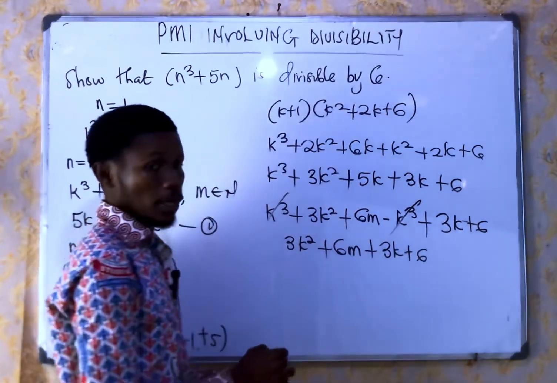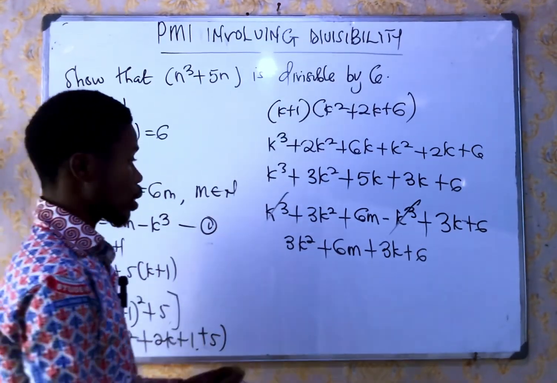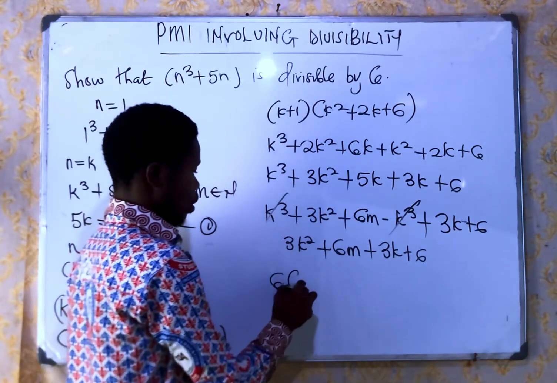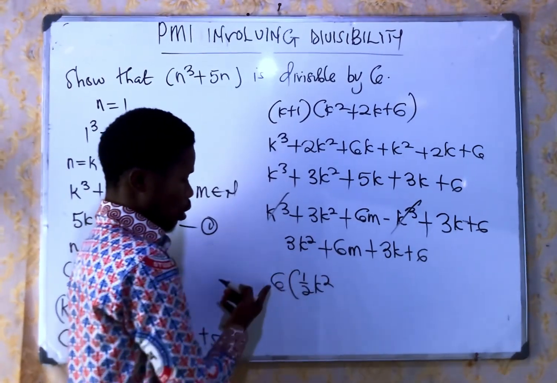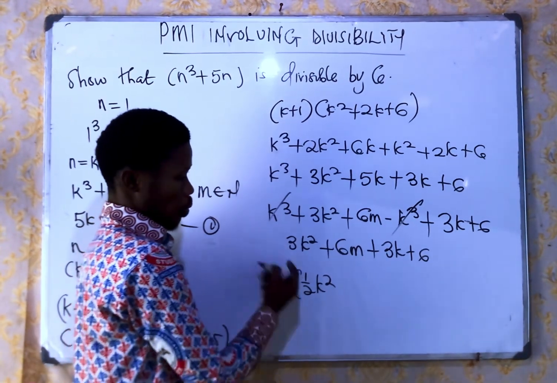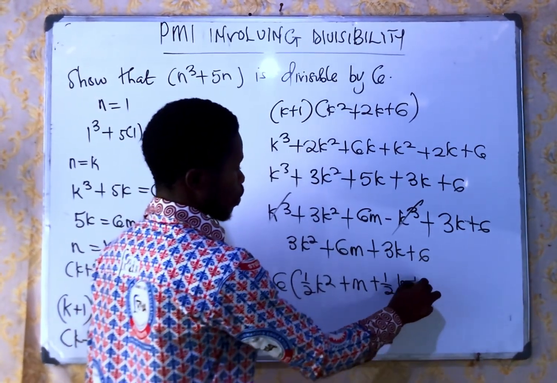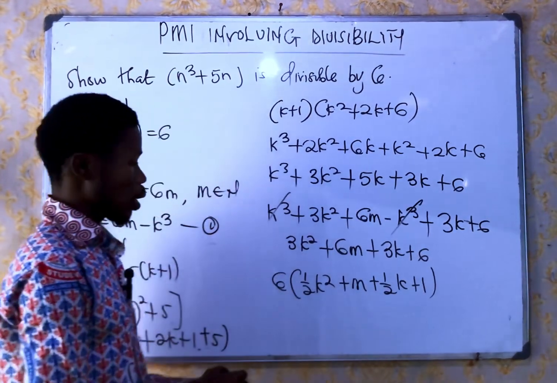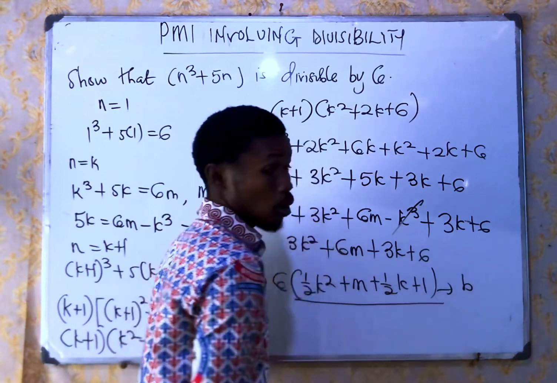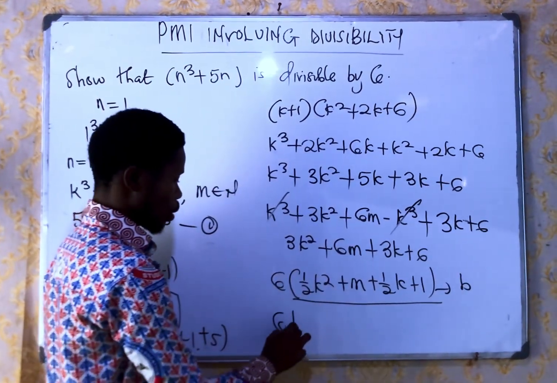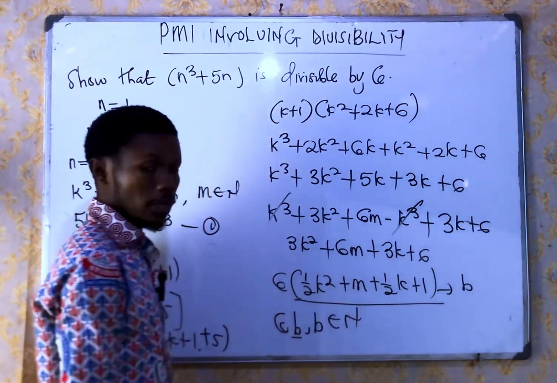What happened here is that because we want a statement that is divisible by 6, let me factorize 6 out. So that I have half k squared. If I factorize out, you see, if I multiply this by this, it will give me this, plus m plus half k plus 1. And I said that all this, let's represent it by b. Okay, I have 6b, where the b belongs to natural numbers.